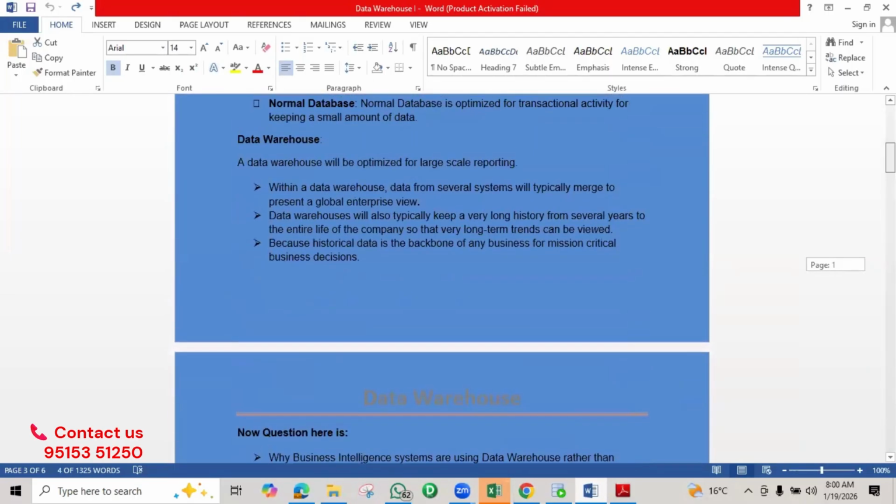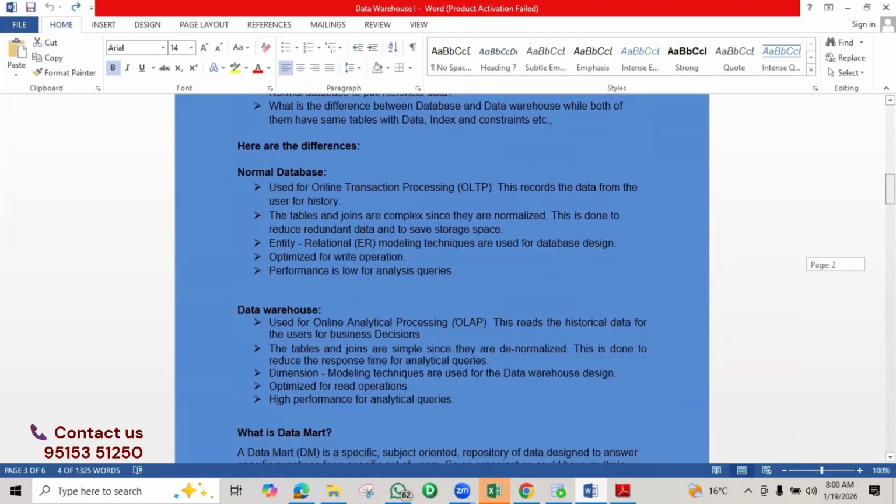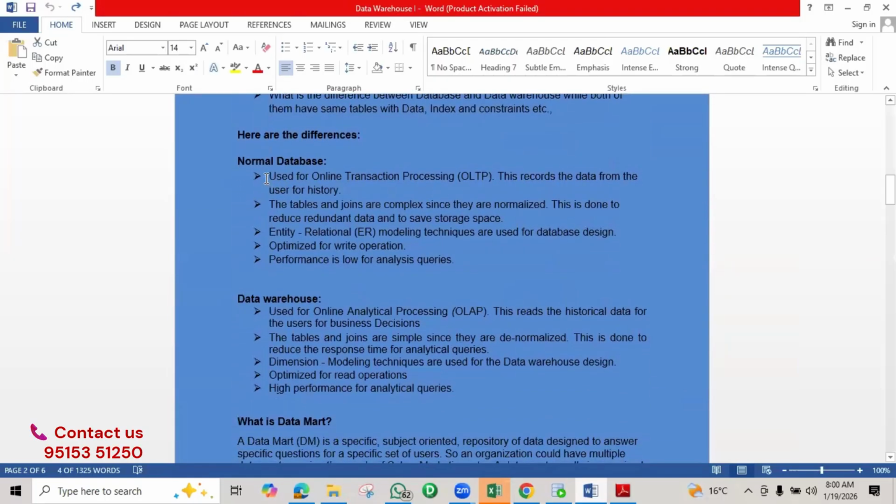So that is OLTP and OLAP. A normal database is used for OLTP, and a data warehouse is used for OLAP. In the normal database, the tables and joins are complex. It follows ER modeling. It is optimized for write operations. Performance is very low for analysis.